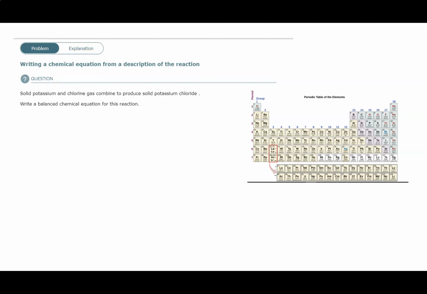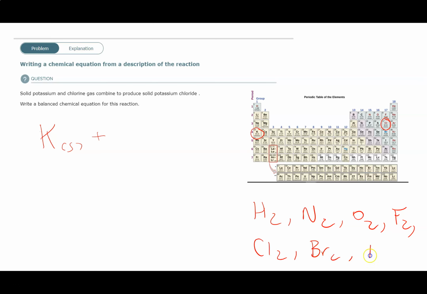So it says solid potassium. Potassium has the symbol K, there it is, and chlorine gas. Now you have to remember your diatomic elements, right? So it's the have no fear of ice cold beer elements. There's 7 of them. Okay, so 6 of them are over there, and then it's hydrogen. So that means that chlorine gas is Cl2(g). React to produce solid potassium chloride.